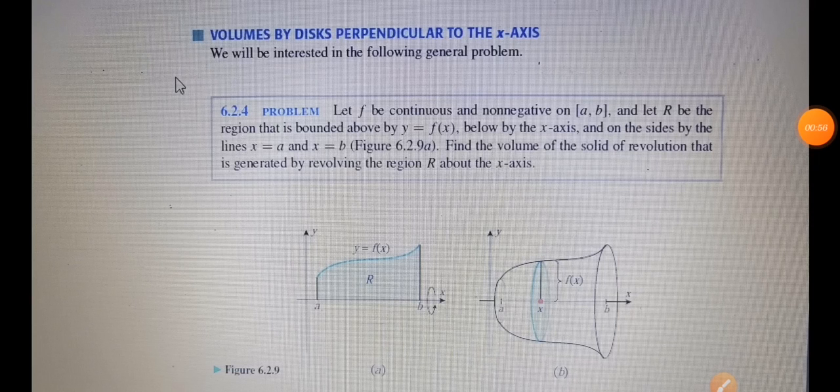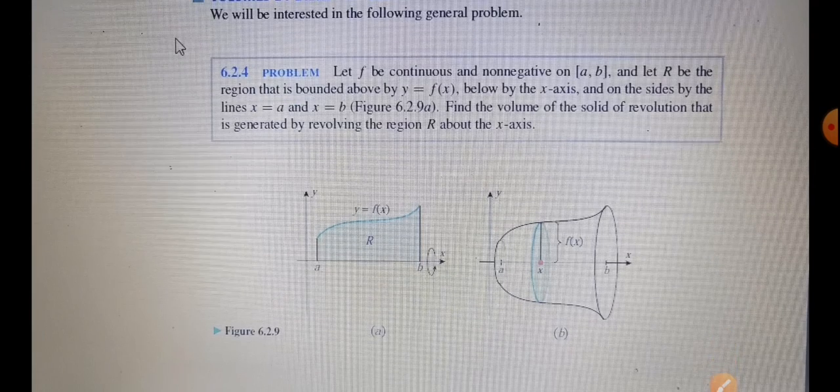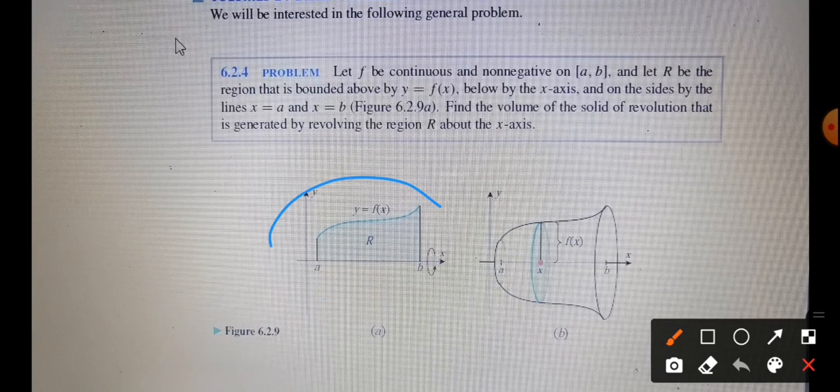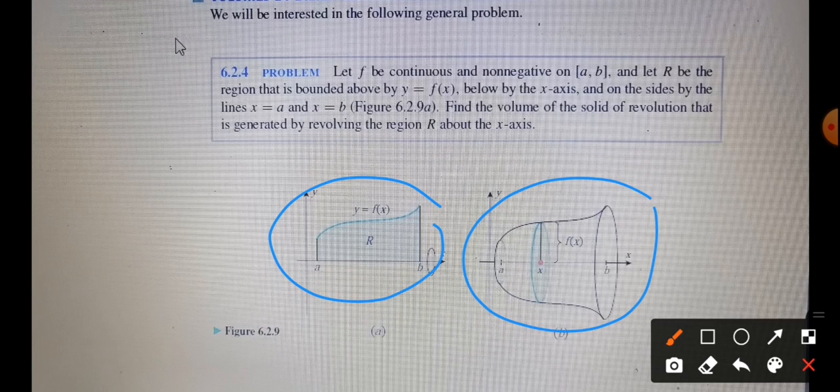The first method is volumes by disk method, or perpendicular to the x-axis. The same holds for the y-axis, but we will generate the function of y in that case, and we will put the limits of y too. So in such cases, you can see that by rotating this figure we are generating a solid, and now we will slice it or cut it into smaller pieces, and we will have a disk. That's why this is named the disk method.